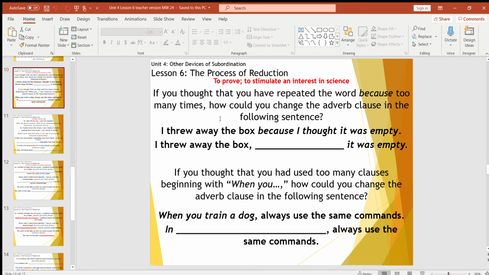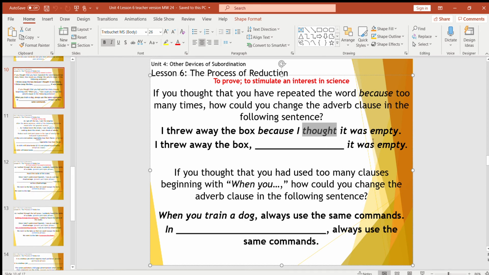So, if you thought that you had repeated the word because way too many times, how could you change this adverb clause in the following sentence? I threw away the box because I thought it was empty. I can change it to: I threw away the box. It was empty. What can I do here? I can take thought and turn it into what? Make it a present participle, which would be what word? Thinking. I threw away the box thinking it was empty.